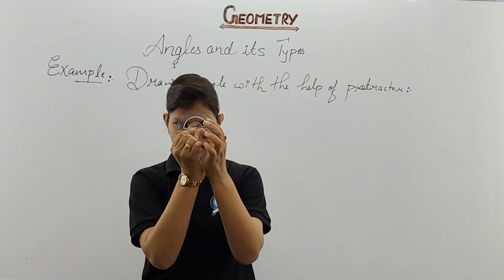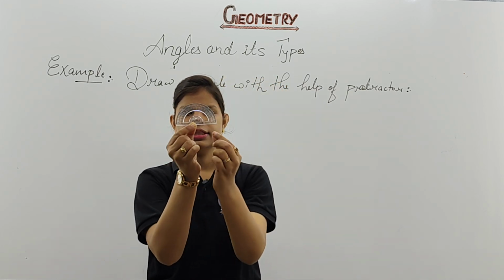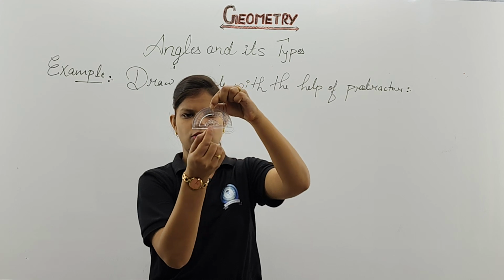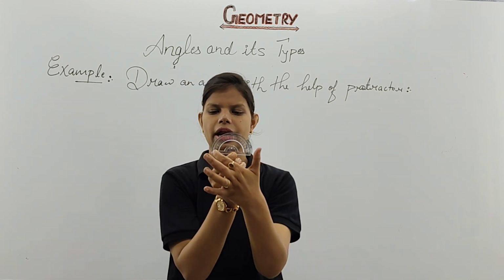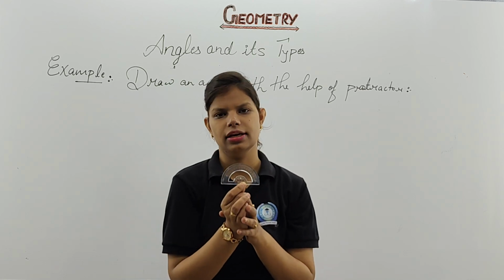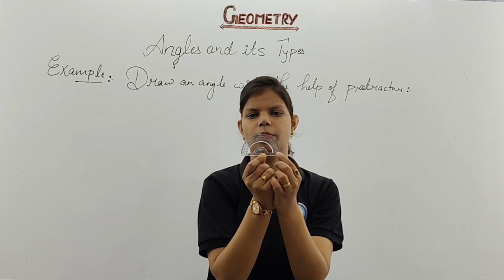One is your center point. You can see a small hole in this; that will be your center point. This part is your baseline. Inside 0 part is your inner scale and outside 0 part is your outer scale. Both are reverse, opposite. Which side 0 is there, that side is the top part.